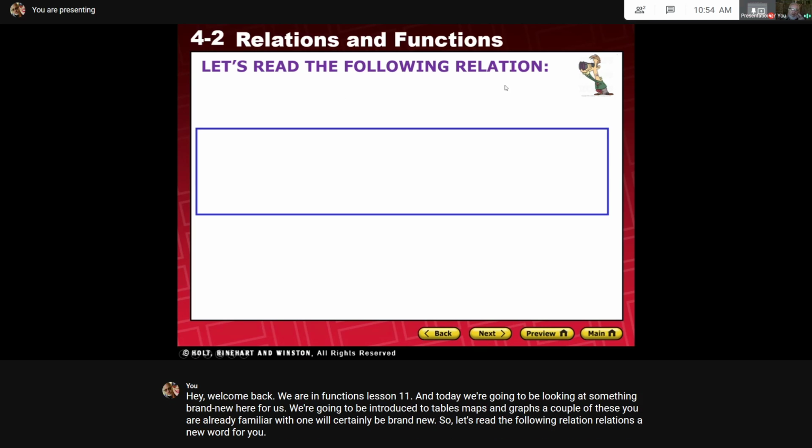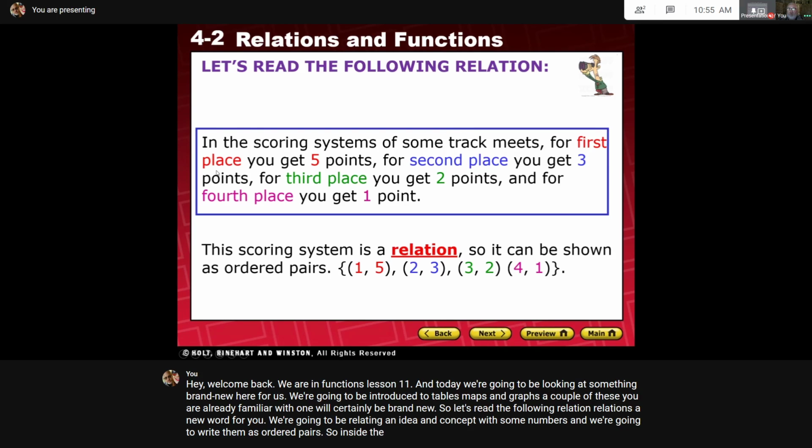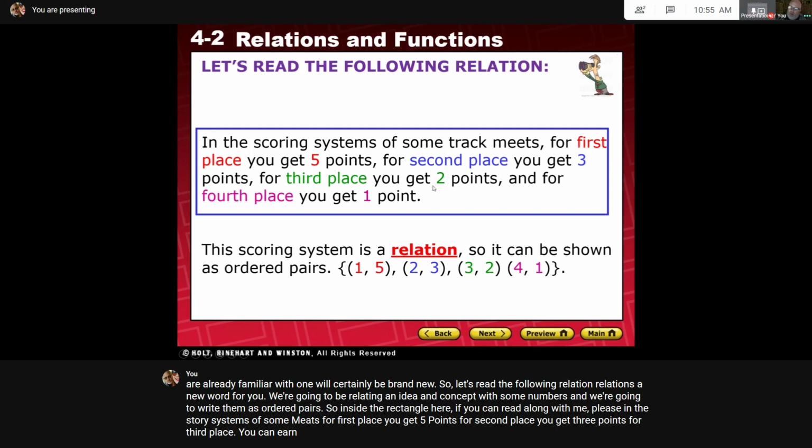We're going to be relating an idea and concept with some numbers, and we're going to write them as ordered pairs. So inside the rectangle here, if you're going to read along with me, please. In the scoring systems of some track meets, for first place, you get 5 points. For second place, you get 3 points. For third place, you can earn 2 points. And fourth place, you earn 1 point. So this scoring system is a relation.